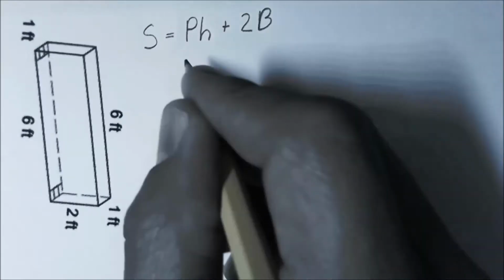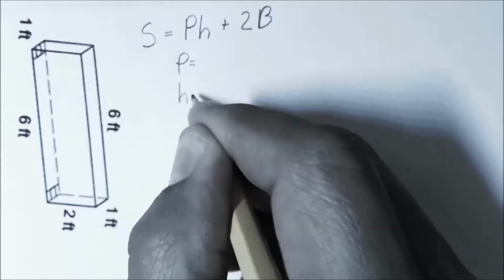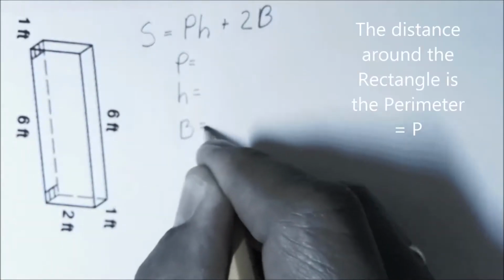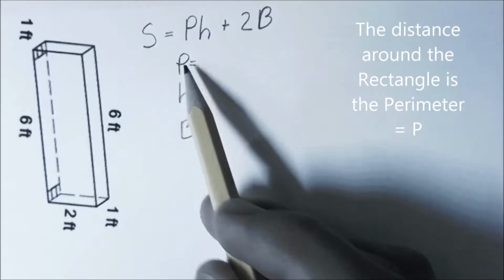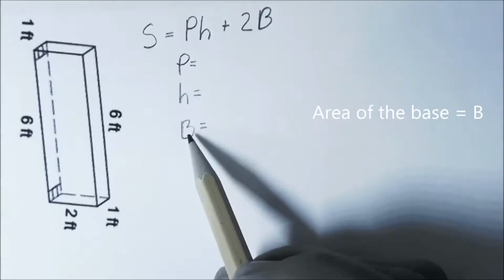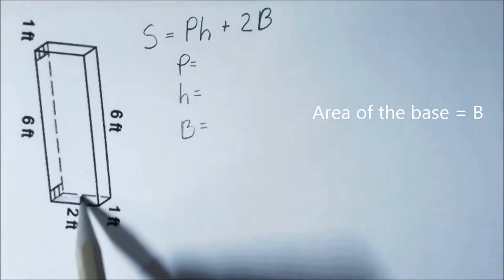Let's start with our P. So we're going to write our P is equal to, and we'll write our little h is equal to, and our big B is equal to. And that represents the perimeter of the base, the height, and the area of the base. So let's go ahead and locate our bases. Our bases are the surfaces at which it'd be sitting on.